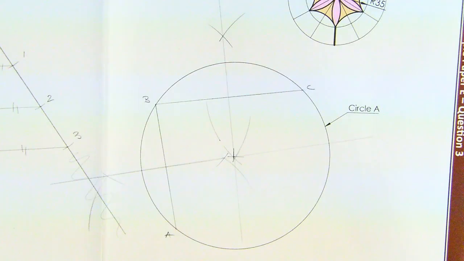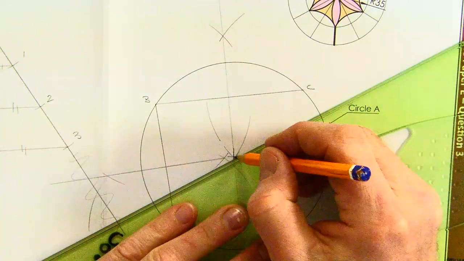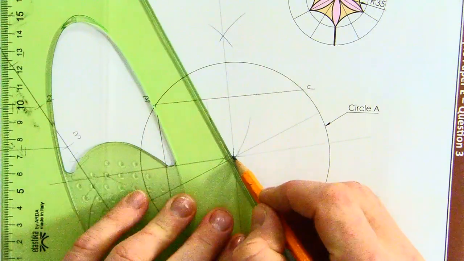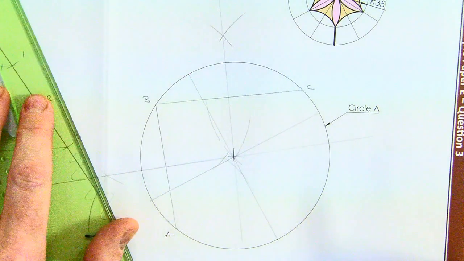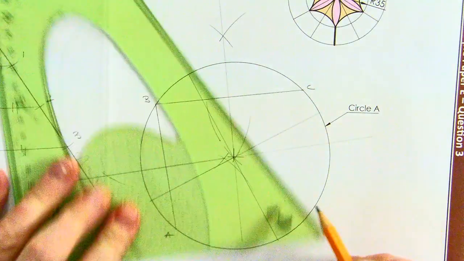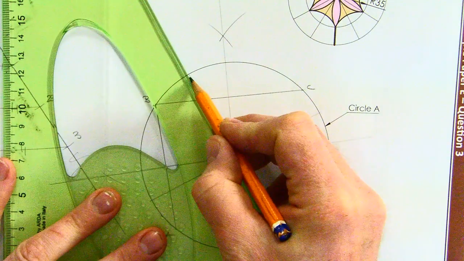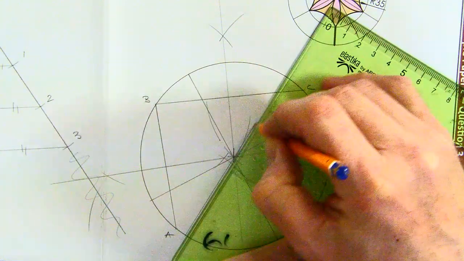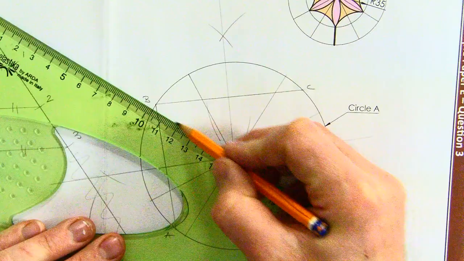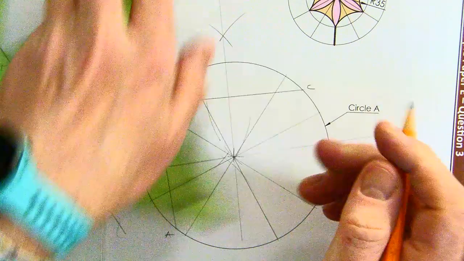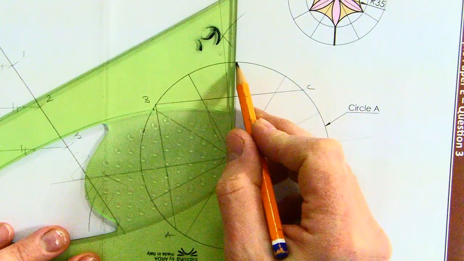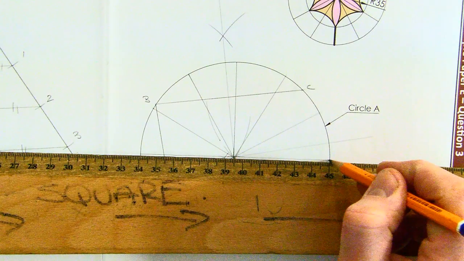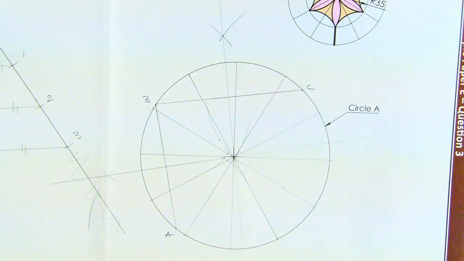Now next we have to divide it into 12 equal parts. And at this stage we should know we just get our 30/60. Again, keeping this all nice and light. Okay, now I'll draw it in a little bit heavier, just so you can see it. Now, so there's divided into 12 equal parts.